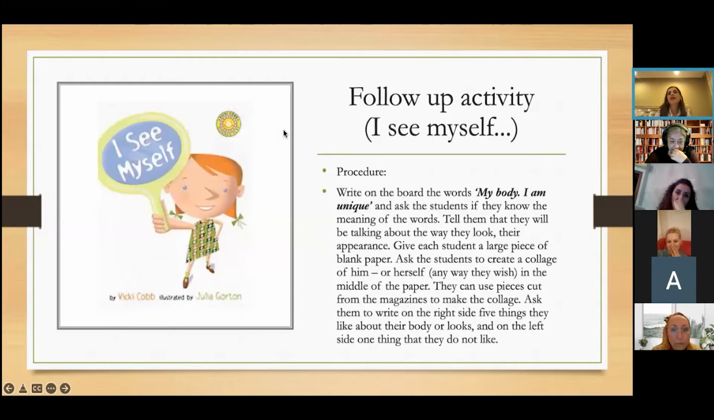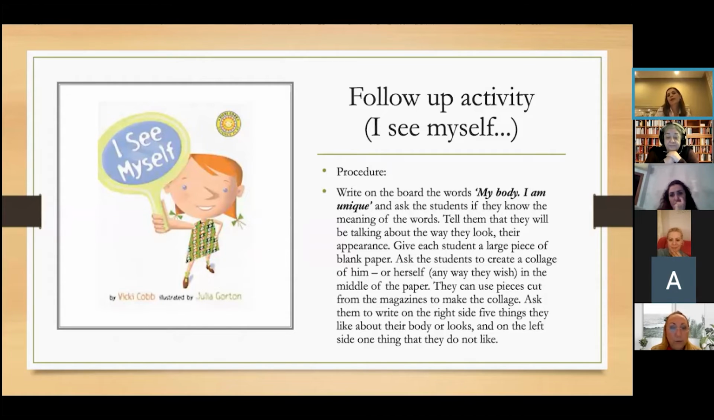And as a follow-up activity, it is named "I See Myself." The teacher writes on the board the words "my body" and "I am unique," and asks the students if they know the meaning of the words. She tells them that they will be talking about the way they look, their appearance. She gives each student a large piece of blank paper and asks the students to create a collage of himself or herself in any way they wish.